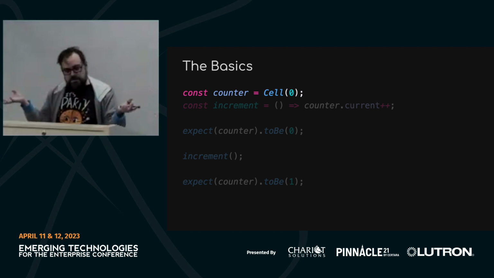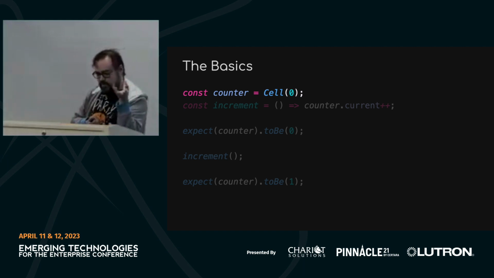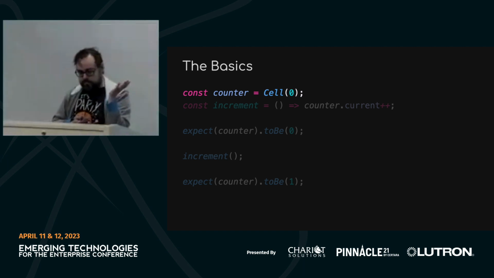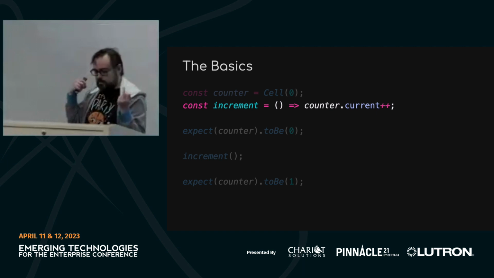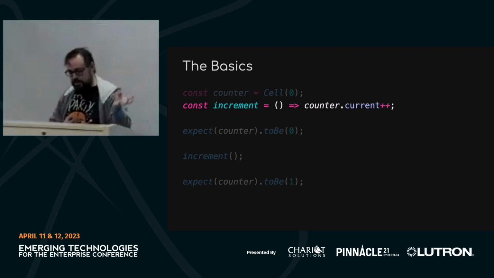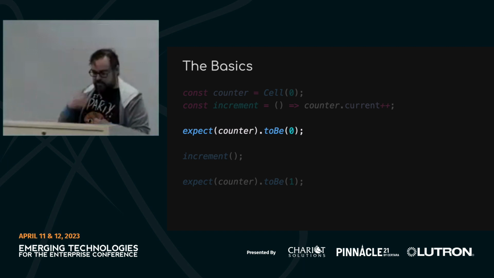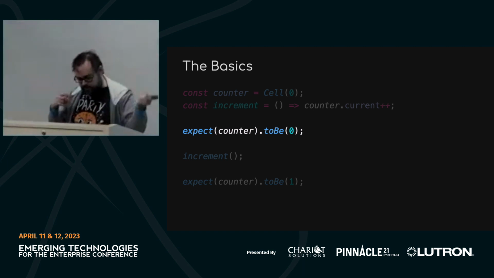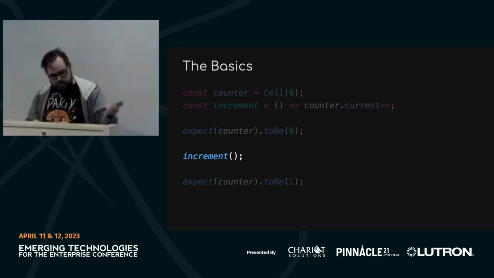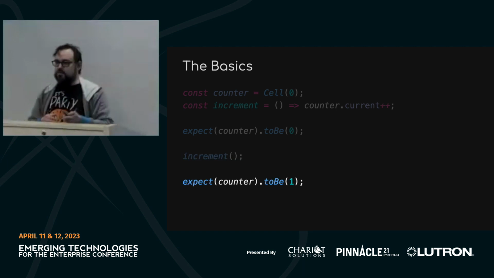you have an object called cell. Cell is just a thing that stores a variable. So in this case, it stores a number. You can make functions that work with it. So imagine you just made an object that had a current property on it. Obviously, you can make a function called increment and update it. And actually, that should say counter.current. So counter.current would be 0. You increment. You expect counter.current to be 1.